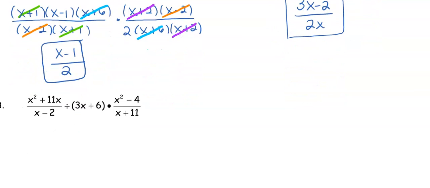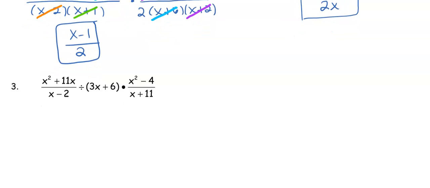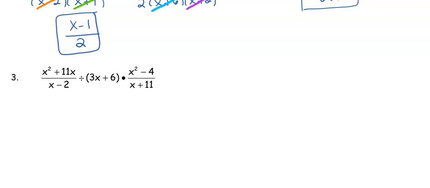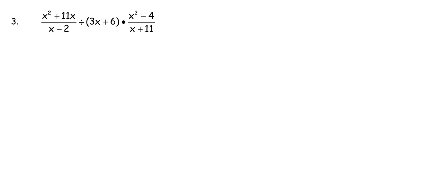Okay, our last one here, and we can see in number 3, we have a combination of multiplication and division. So we're putting all of those pieces together. I've got my first term. I see here that the only thing I can do is pull out a GCF. So I pull out that x, leaving me with x plus 11. Nothing can happen on the bottom there.